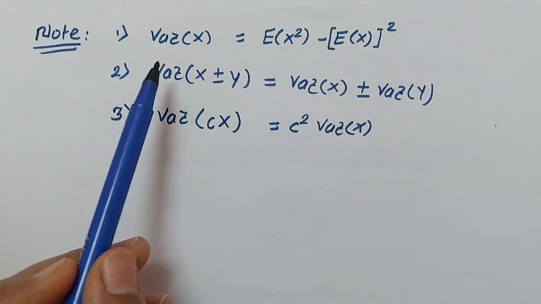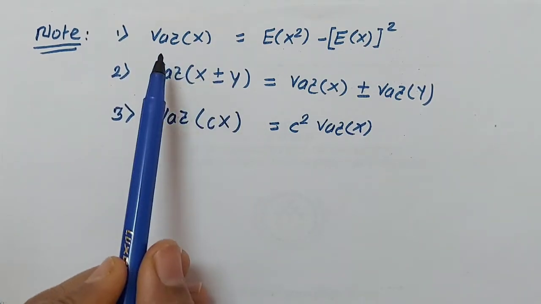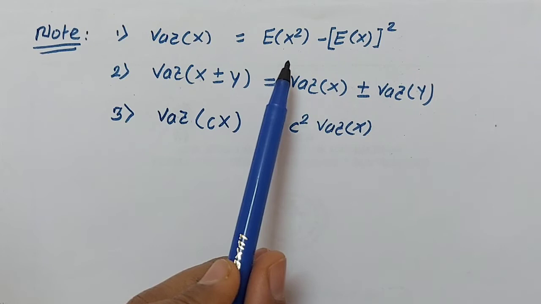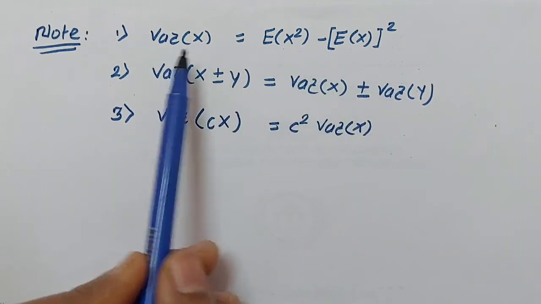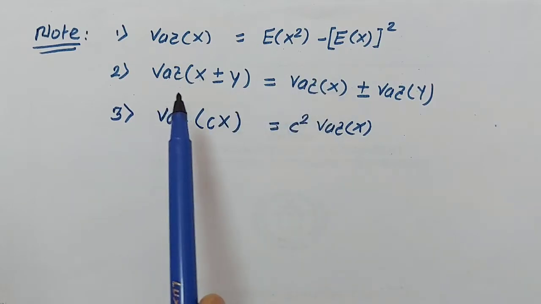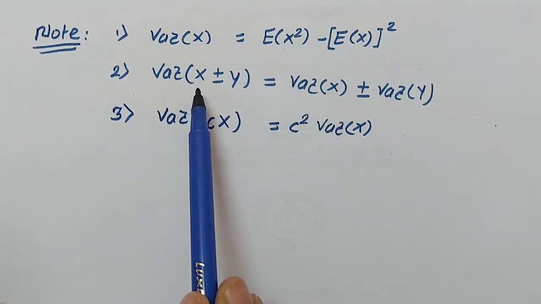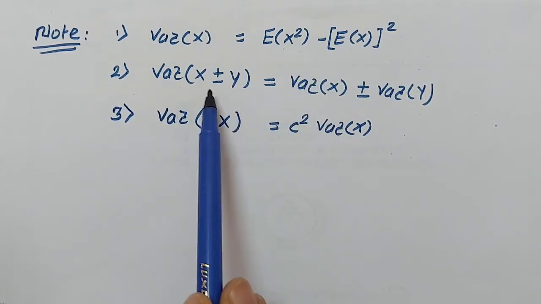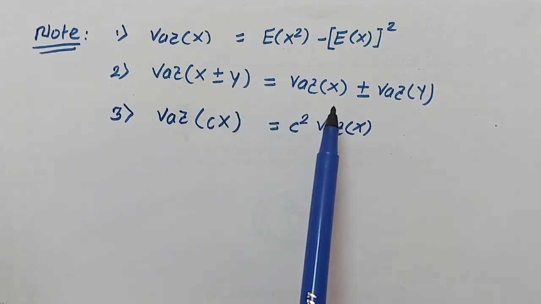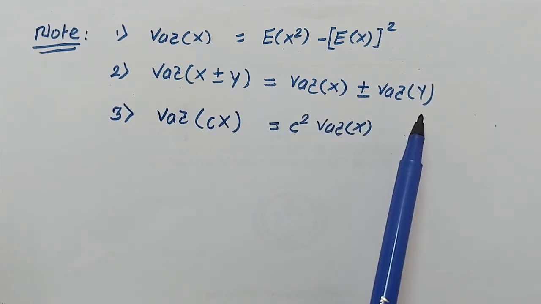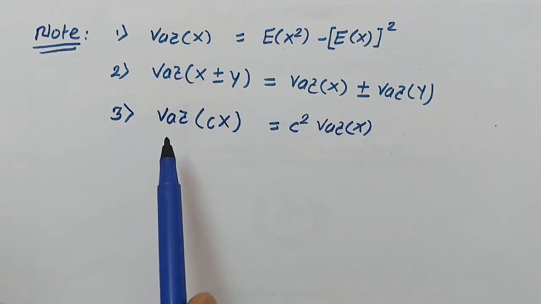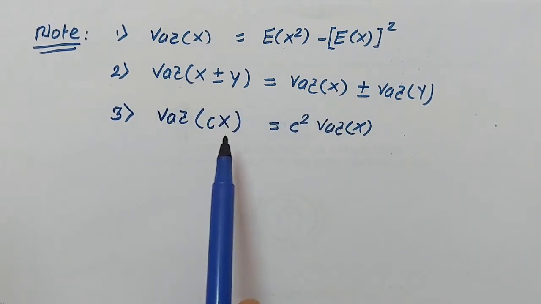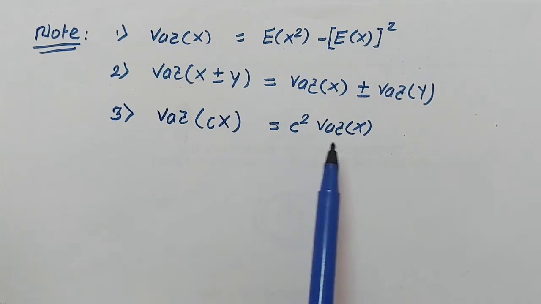See, these are some important results. Here variance of x is equal to expectation of x square minus (expectation of x) whole square. We just derived this formula. Second, if you want to find variance of x plus y or x minus y, then it is variance of x plus variance of y. That means we can separate the variance. And the third is variance of c times x is equal to c square variance of x.